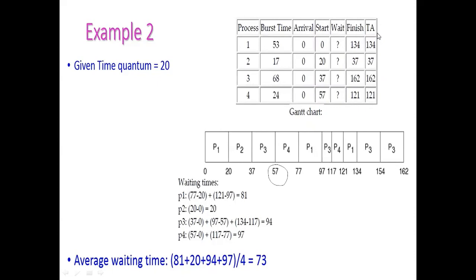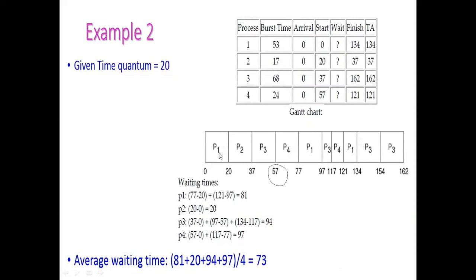And for the turnaround time, since the calculation is finish minus arrival, and the arrival is 0 for all the processes, whatever finish time you get will be the turnaround time. We need to find the average turnaround time; it is not required here, you can just fill up this tabulation. The average waiting time for all the 4 processes is 73 milliseconds.